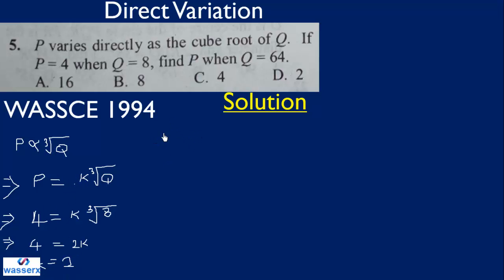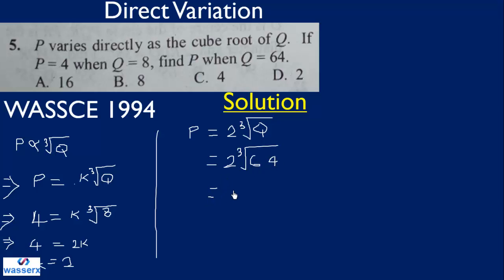So we substitute into this relation to obtain p is equal to 2 times the cube root of q. So to find p when q is 64, we just substitute 64 here. So p is therefore equal to 2 times 4, and that is equal to 8. The correct answer is B.